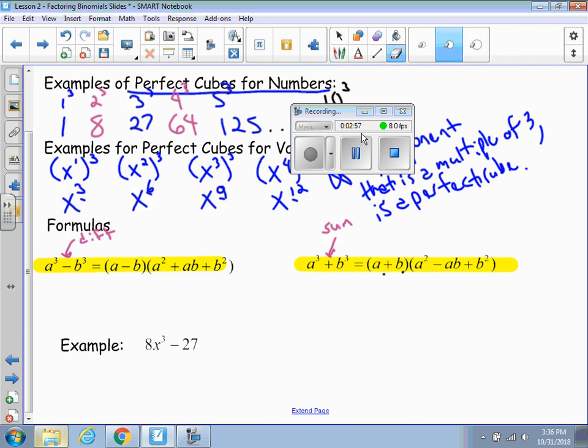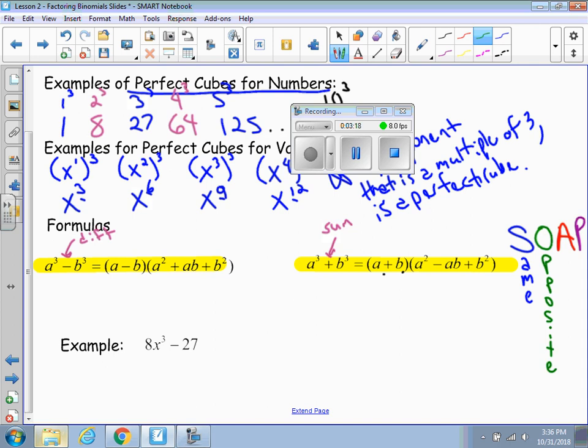Now, what we also need to do is remember to use soap. So I'm going to write out the word soap here in different pretty colors. We have an S, an O in green, an A in red, and a P in purple. The S in soap stands for same. The O stands for opposite. The A stands for always. And the P stands for positive.